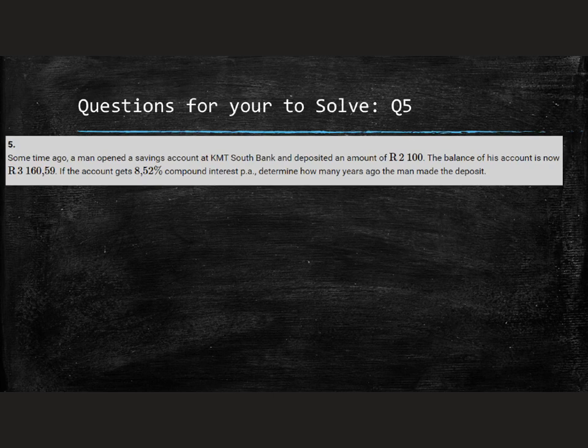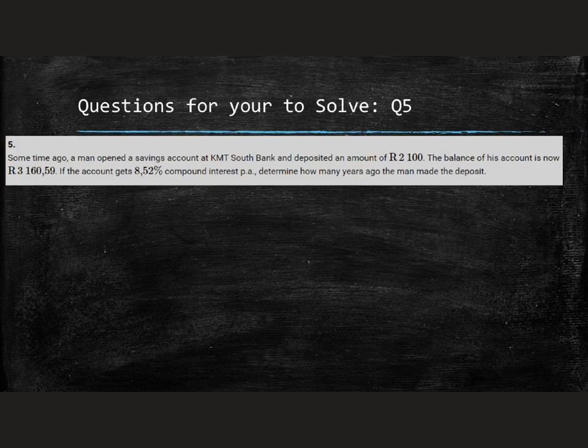Some time ago, a man opened a savings account at a South Bank and deposited an amount of 2,100. The balance in his account now is 3,160 Rand and 59 cents. If the account gets 8.52% interest per annum, how many years ago was the deposit made? Pause this video and give it a try yourself.